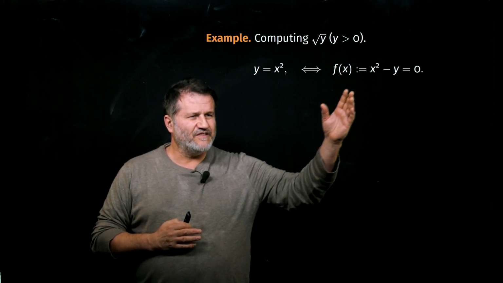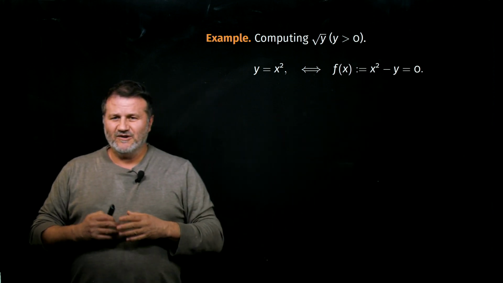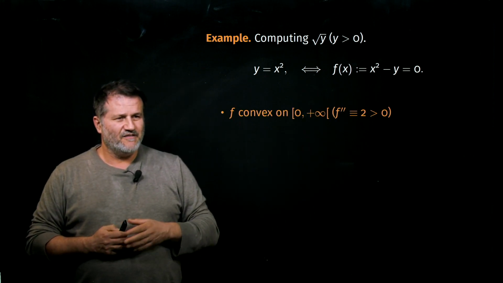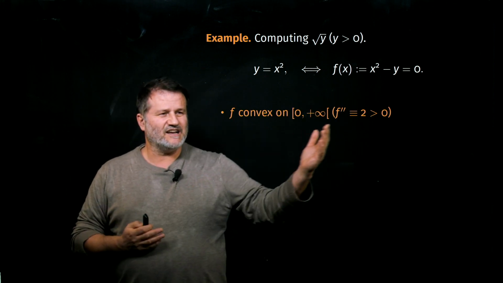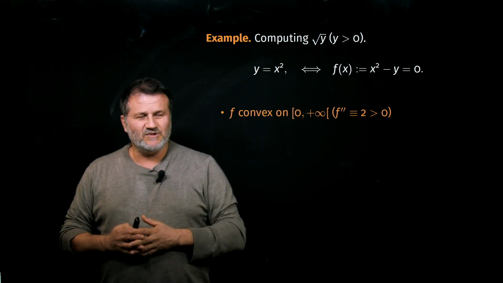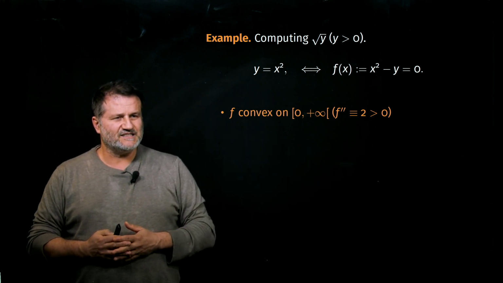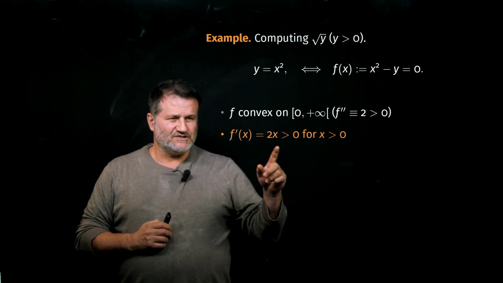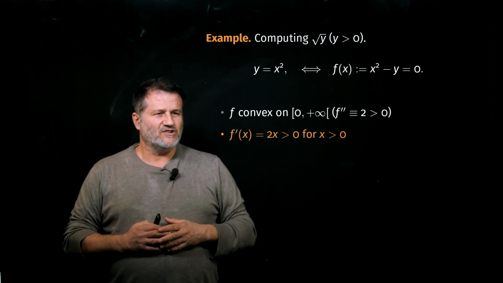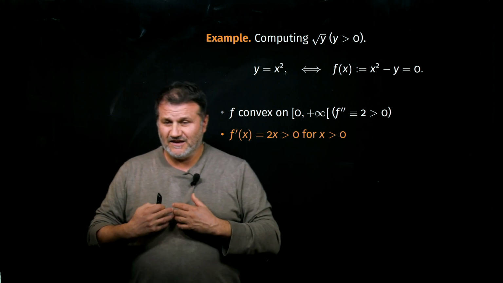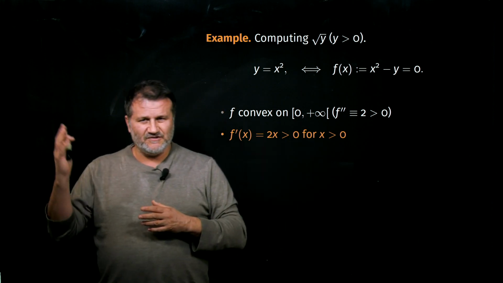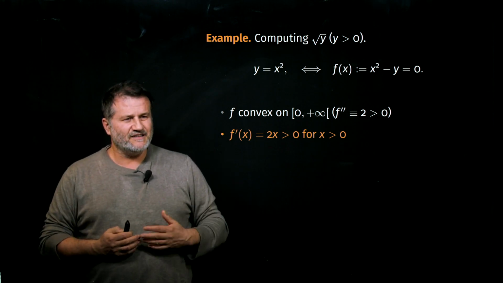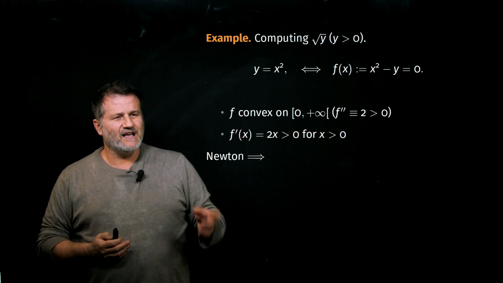So if we set f(x) equal to x squared minus y, we now apply to this f the Newton method. In fact, this f is convex. The second derivative is constantly equal to 2, positive, so it is convex. And for x positive, the derivative of f is strictly positive. So it means that on (0, +infinity), the assumptions of the theorem we have proved a minute ago are verified, and this produces the following algorithm.